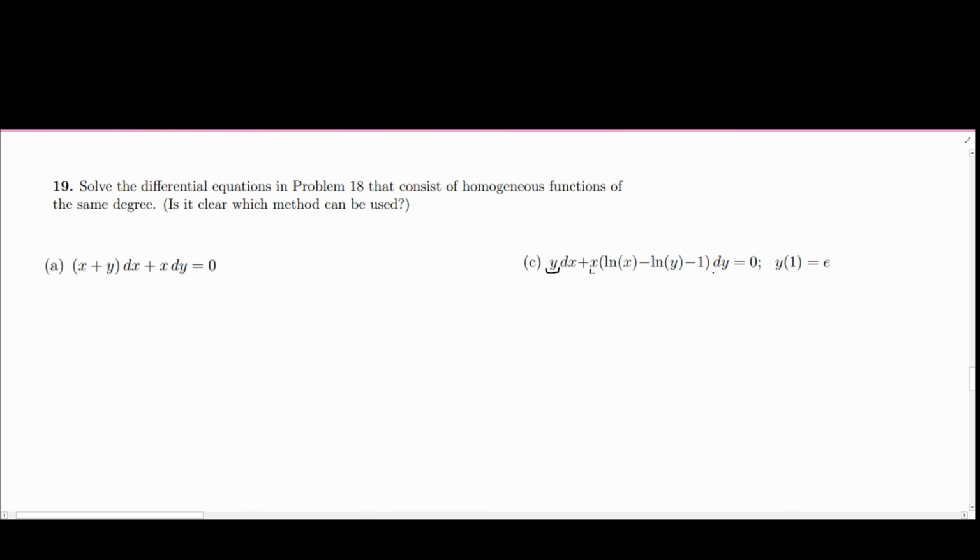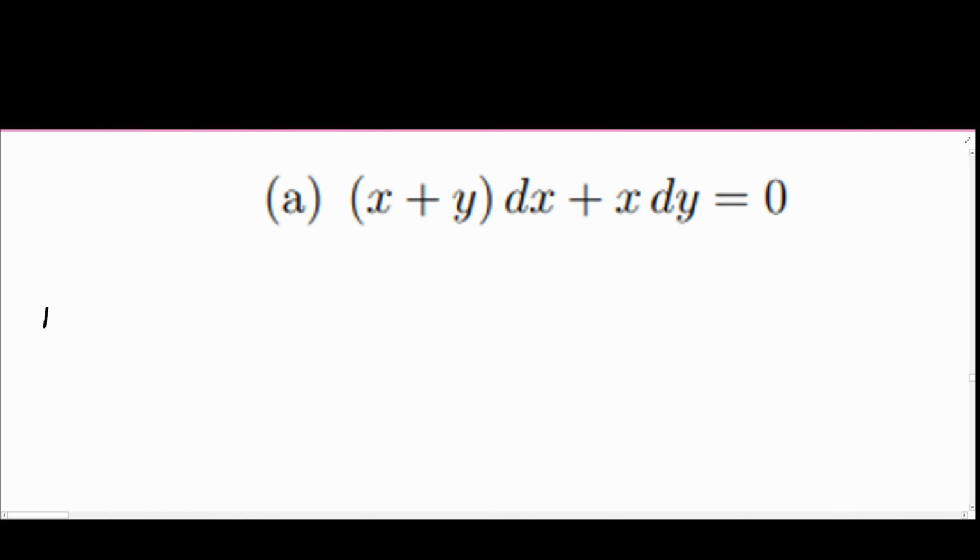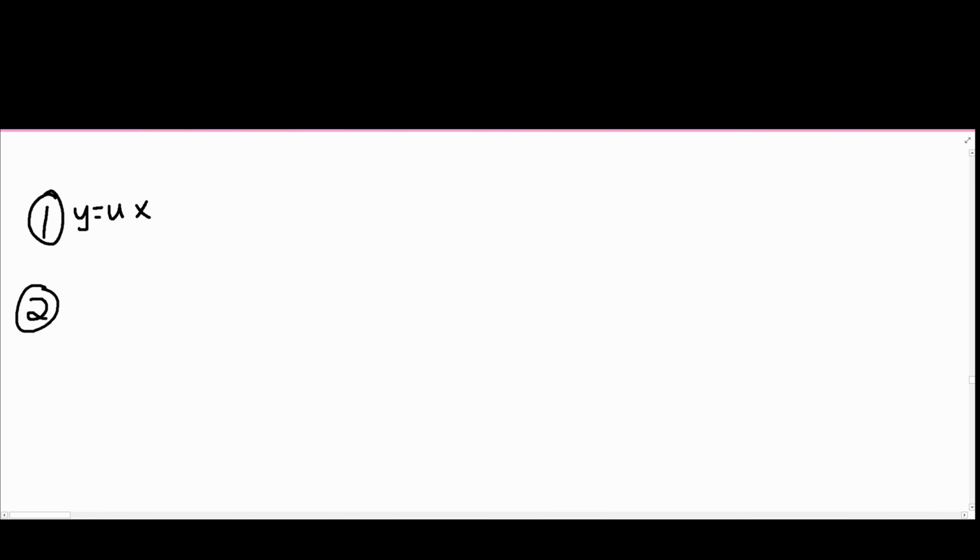Number 19, we're asked to solve the differential equations in problem 18 that consist of homogeneous functions of the same degree. Is it clear which method can be used? We have to solve this. We only can solve A and C as they're the only ones with the same degree. So looking at A first, we have steps that we can use to solve this. So step 1 is that we can substitute y is equal to u times x. Step 2 is that dy over dx is equal to x du over dx plus u.